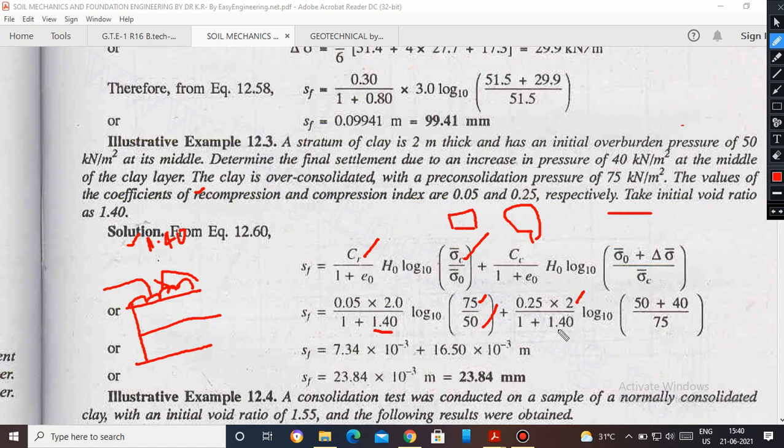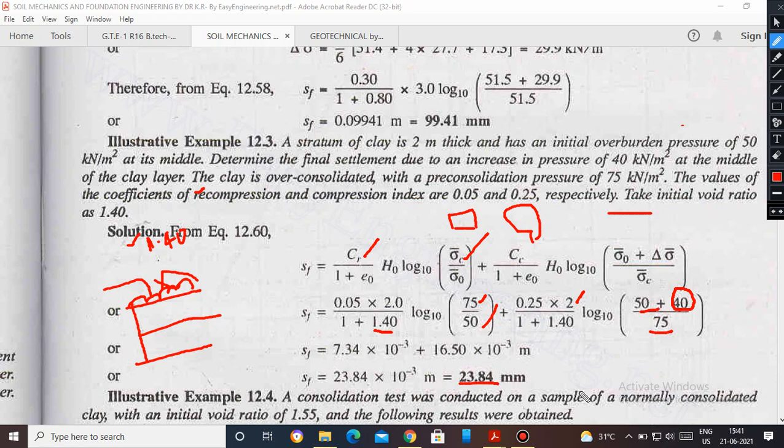Coming to 1 plus e naught, the initial void ratio, 1 plus 1.40, log base 10 of sigma naught bar, the initial overburden pressure, plus 40, the effective overburden pressure after the increase due to the additional building load, divided by the pre-consolidation pressure, which we are taking as 75. By adding this, we are getting the settlement of the clay layer as 23.84.